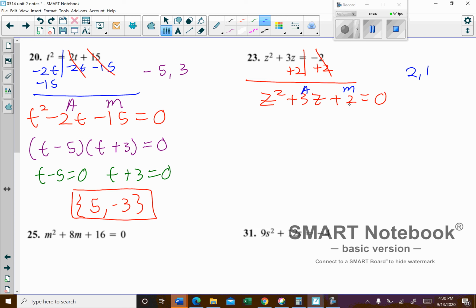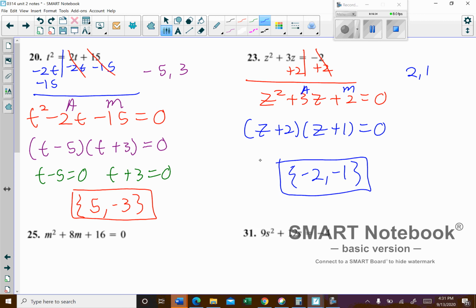2 times 1 is 2. 2 plus 1 is 3. So z plus 2, z plus 1. And then I'll just go ahead and put our solution set again. So it should be a negative 2 and a negative 1. So as you can see, I'm starting to kind of take a little shortcut right there. Just kind of depends on your comfort level, right? So see, if I plug either one of those in, it would cause it to equal 0.